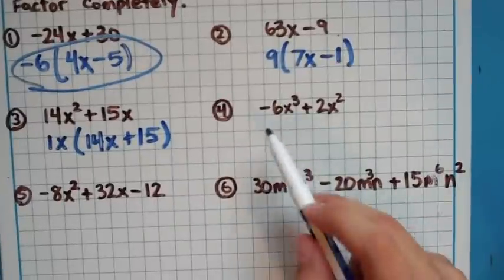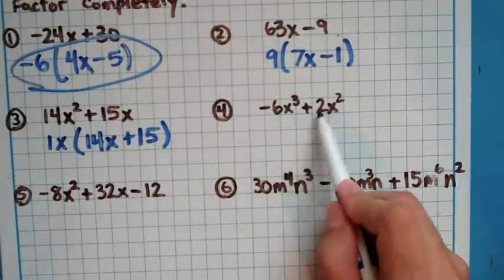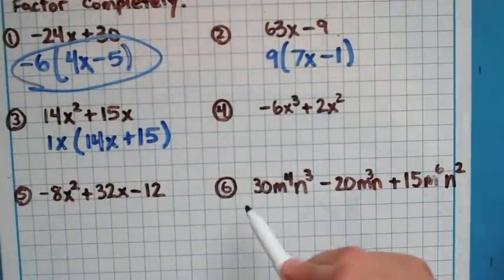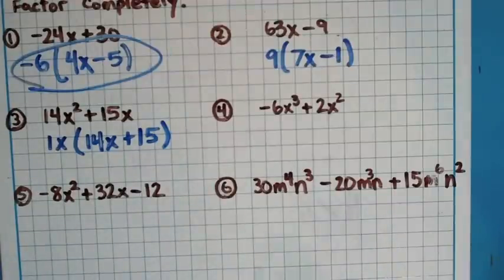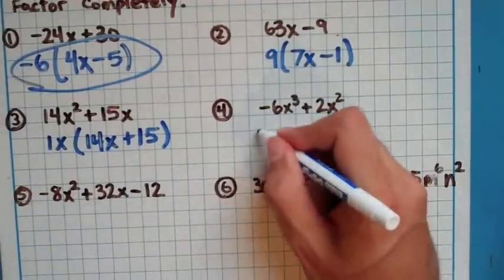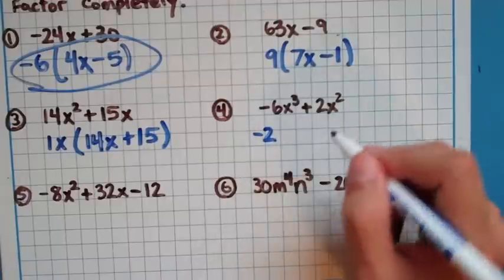Same sort of idea in this next one here. I have negative 6 and 2. I'm going to deal with my numbers first. So negative 6 and 2, it turns out that 2 goes into both of those. And since my variable with the bigger exponent is a negative, I'm going to take out a negative 2. So I'm going to take out a negative 2.